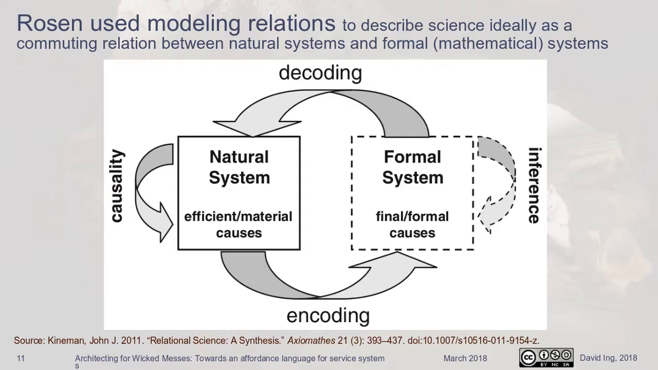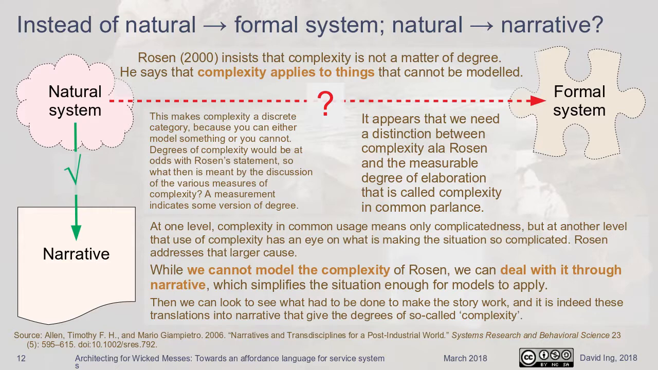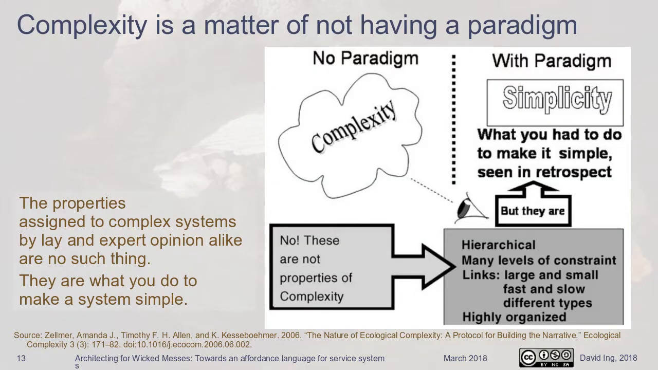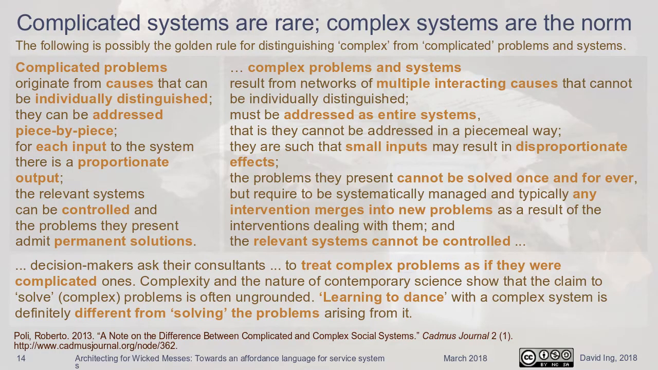Let's do a little flip here. There's a body of work coming down from a scientist named Robert Rosen, and he'll come in and out here. But how about if we do it this way, and we say that complicated systems are rare, complex systems are the norm. So now you get to the question, well, what do you mean by complicated versus complex?